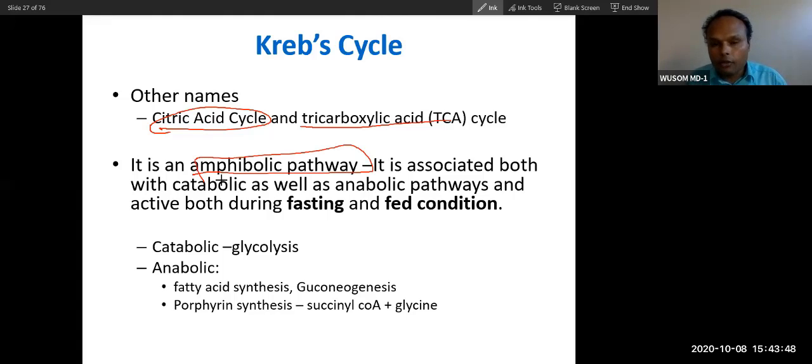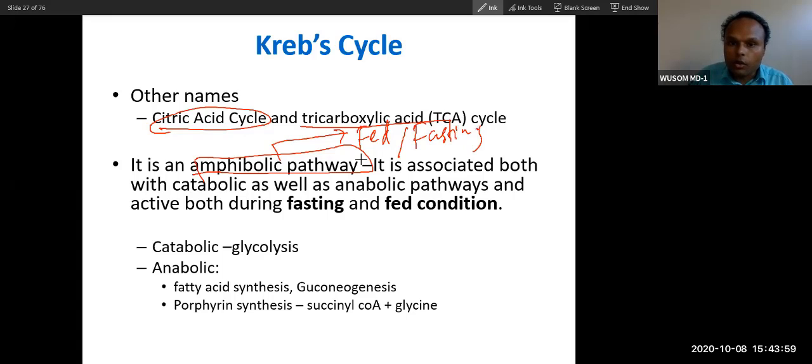This has a function for catabolism and anabolism both. And it is active both in fed condition and fasting condition. So I will first talk to you about what happens in fed condition, how this acetyl coenzyme A converts into CO2. Then I will tell you a little bit about fasting condition also. That is why this pathway is called an amphibolic pathway. It is associated with catabolic as well as anabolic processes and is active both in fed and fasting condition.